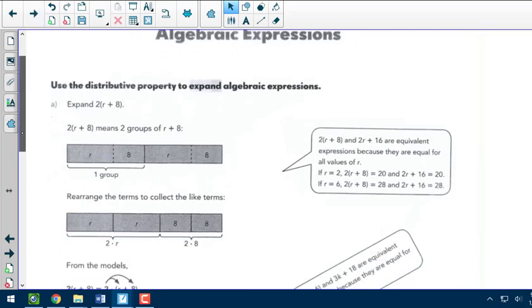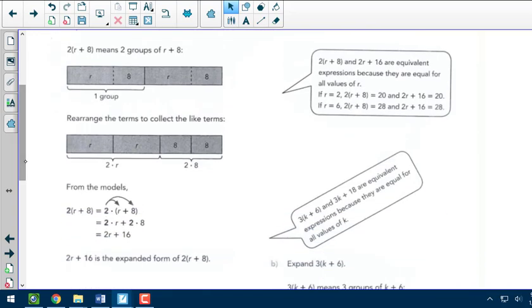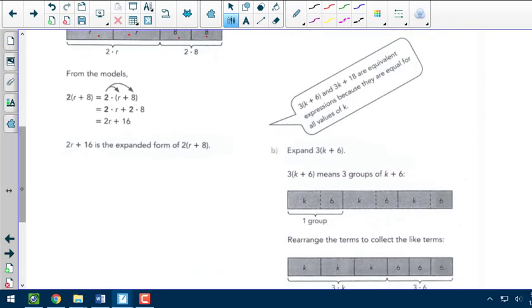Use the distributive property to expand the algebraic expression. So expanding 2 times the quantity r plus 8 means 2 groups of r plus 8. And you can see it's bar modeled here. You have 2 groups of r, there's your 2 r's, right? 2 r's and 2 8's. So you get 2r plus 16. 2r plus 16 is the expanded form of 2 times the quantity r plus 8.